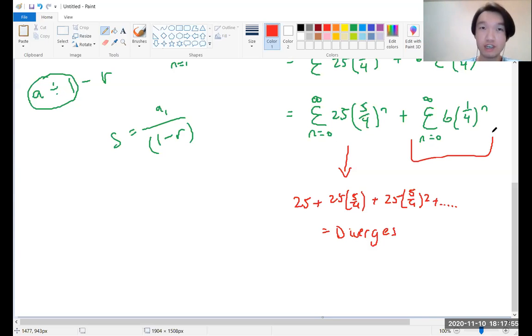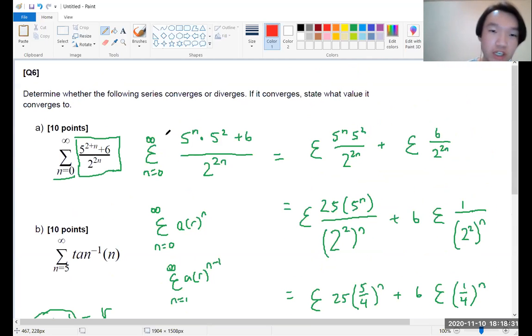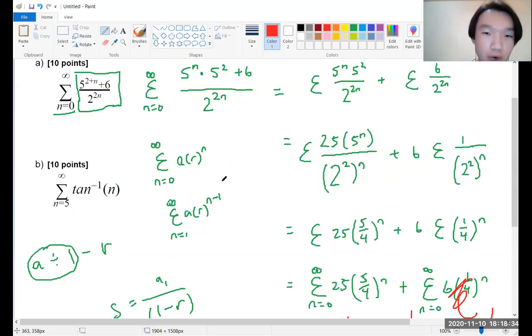Does it matter? Good question. I don't know. Can someone answer that? If one is divergent, then the whole thing is divergent. Yes, very good. So it doesn't really matter. We can just ignore this one, even though it's convergent, because if you're adding a finite number to infinity, then it's still infinity. So divergent plus convergent is still divergent. So we're done here. We can say that part A is divergent.